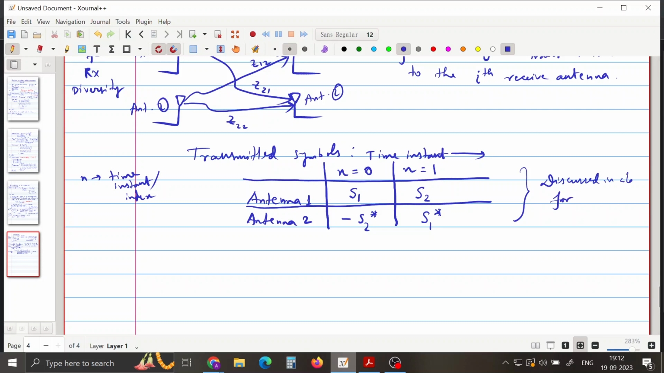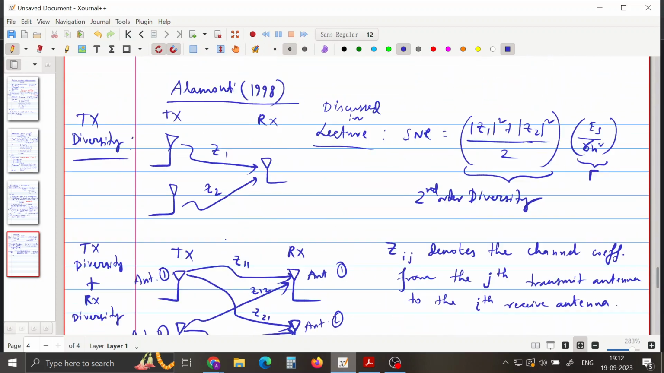So that was the strategy discussed in class for the normal Alamouti scheme. Now what we did, we wrote down different equations. We formed two equations of the received signals. So in this case there will be 4 equations, correct? There are 4 different channels here.